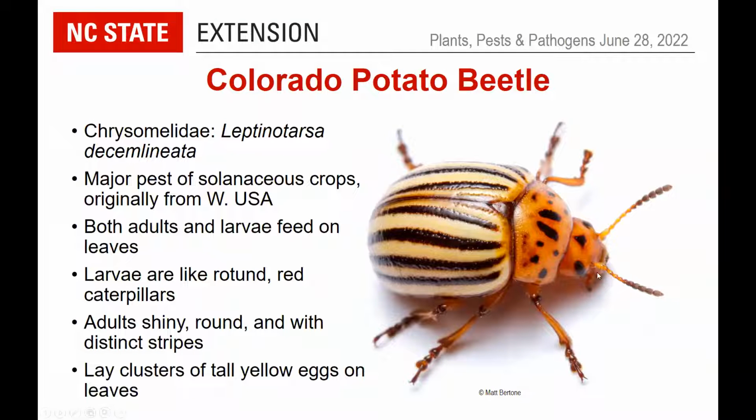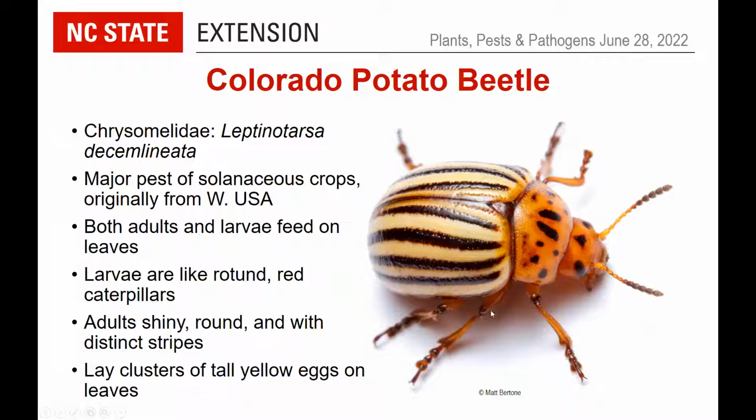Now, another leaf beetle, though very different, much bigger and doesn't jump, a very large beetle called the Colorado potato beetle. This is a major pest of solanaceous crops, and it's actually native to the western U.S., out in Colorado and the Rockies and places like that, and has since moved to different areas of the U.S. and different parts of the world. In fact, it could be a serious pest in Europe, one that we exported to them. Both the adults and the larvae feed on leaves. And the larvae are like rotund red caterpillars. I'll show you that in a second.